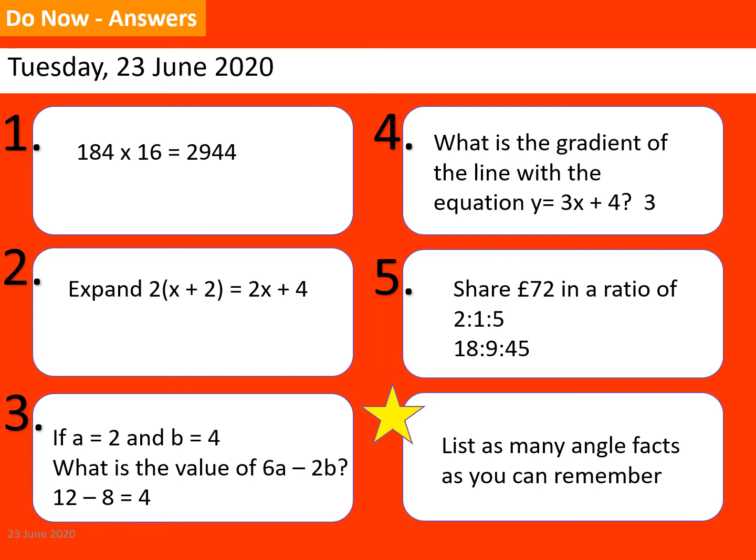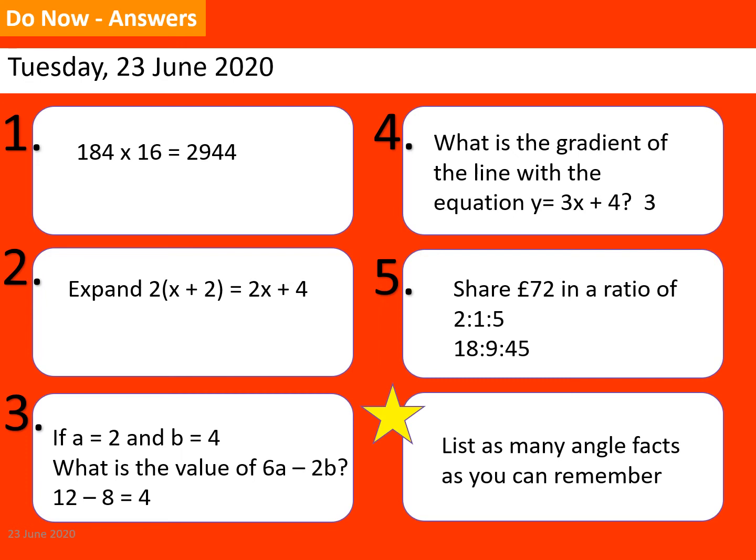Question 3. This is an example of substitution. I have told you that a equals 2 and b equals 4, and I want you to tell me the value of 6a minus 2b. Therefore, I need to know what 6 lots of 2 is, and that gives me the answer of 12, and then 2 lots of 4, which gives me the 8, so 12 take away 8 gives me the answer of 4.